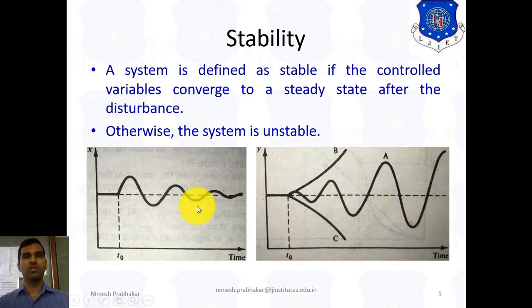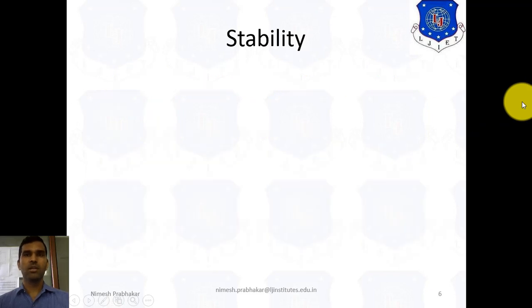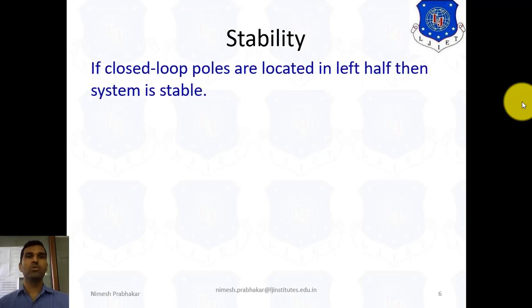This is a stable system. Here x and y represent variables, that means anything: temperature, pressure, anything. Now to understand stability more, by using a transfer function we can also define the stability of the system. If closed loop poles are located in the left hand side, then the system is known as a stable system.